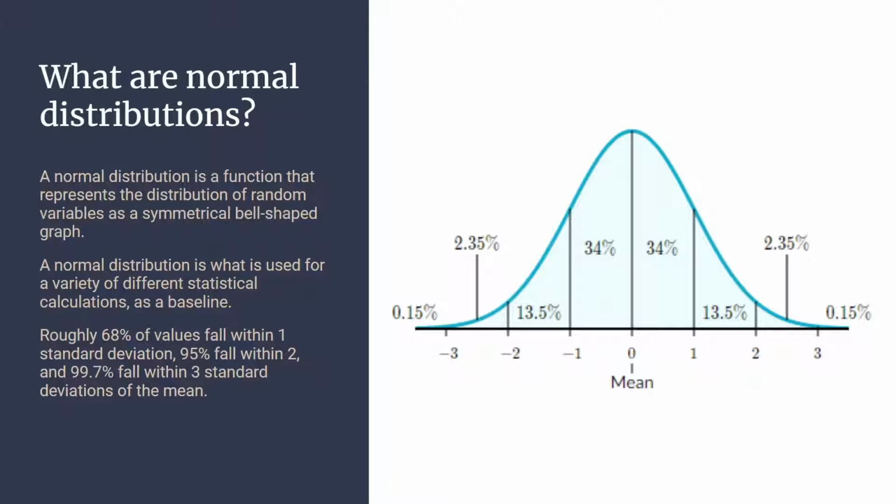A normal distribution is used for a variety of different statistical calculations as a baseline. And a good rule of thumb is roughly 68% of the values are going to fall within one standard deviation, 95% are going to fall within two standard deviations, and 99.7% are going to fall within three standard deviations of the mean.